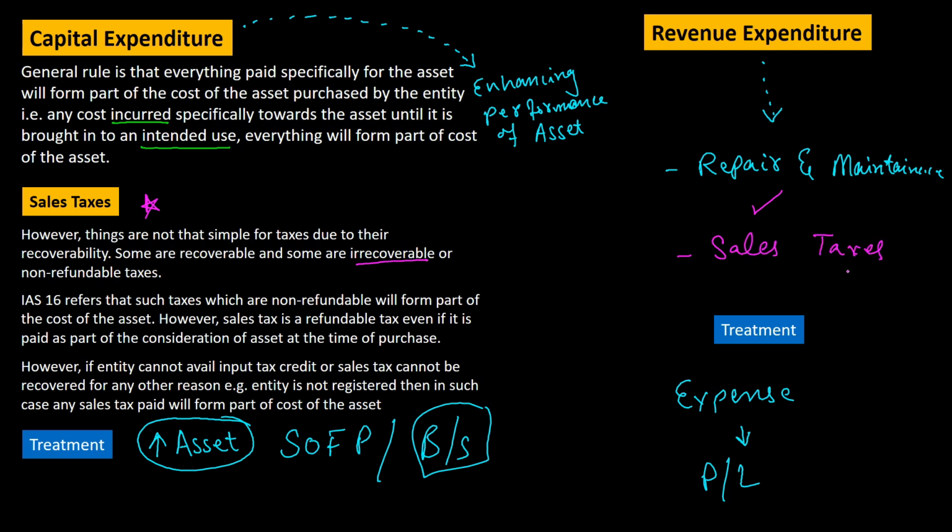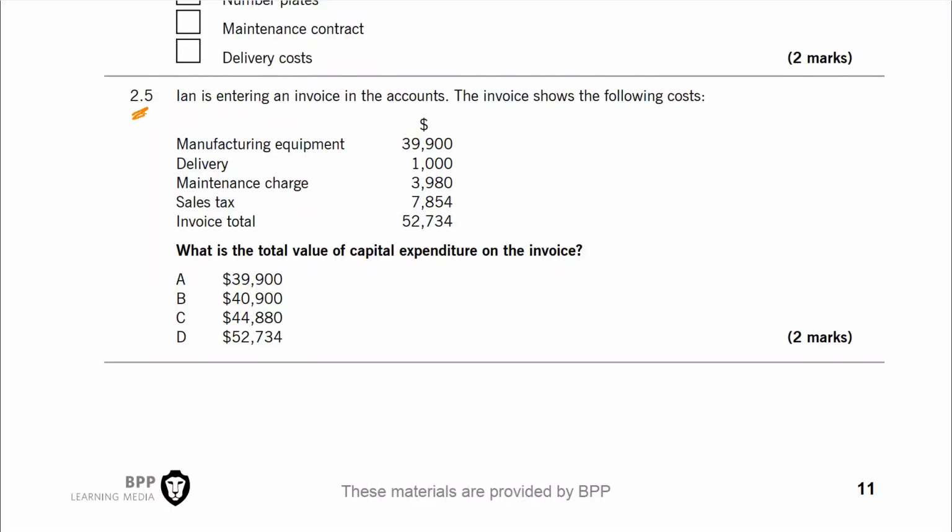Okay, now let's do the next question. Here on your screen we have question number 5. Ian is entering an invoice in the accounts. The invoice shows the following costs and we are required to calculate capital expenditure. First of all, we have manufacturing equipment. Yes, it will be categorized as capital expenditure. Then we have delivery charges. Yes, delivery and installation charges are also part of capital expenditure. Maintenance charges will not be categorized as capital expenditure. Sales taxes will be categorized as revenue expense, and that was the amount of our total invoice. So that means from this invoice only this amount will be categorized as capital expenditure. Okay, and that will be our option B.